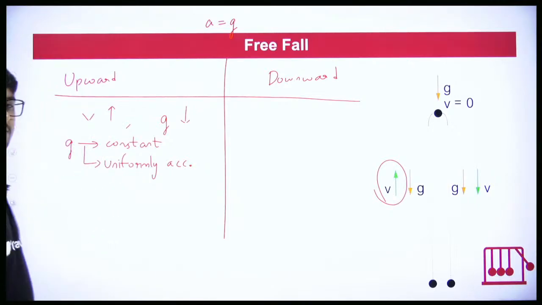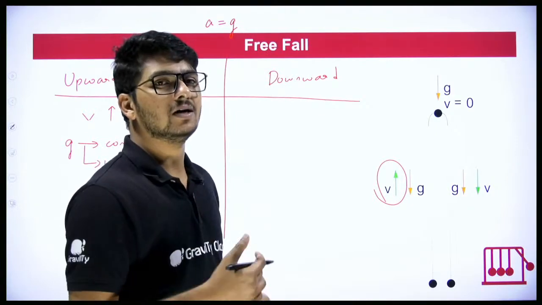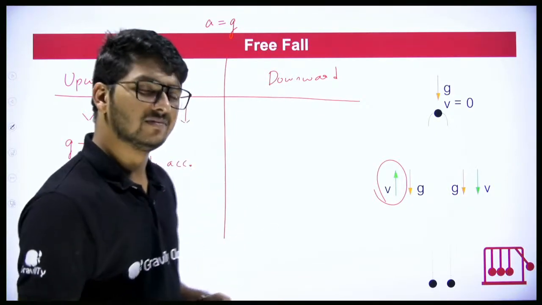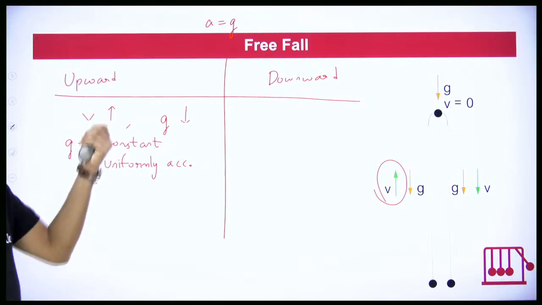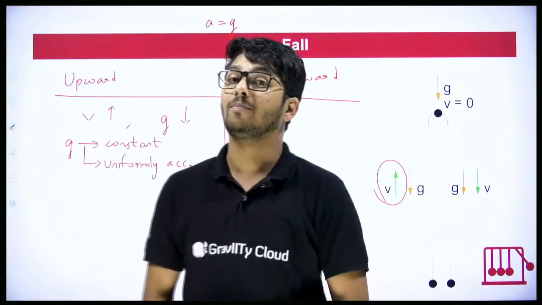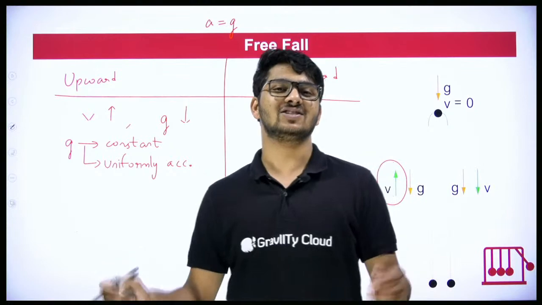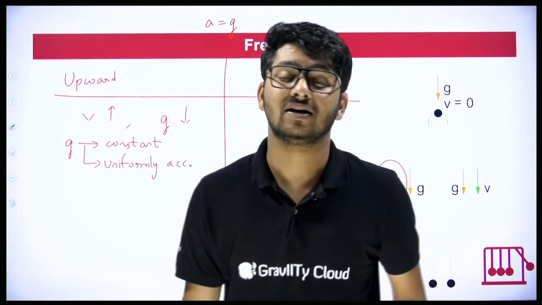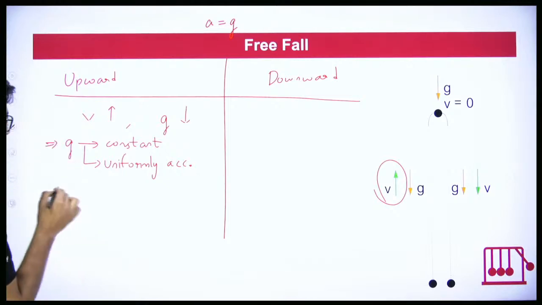Where is the upward motion? And while you throw a ball up, what happens to its speed? It decreases or it increases while it goes up? It decreases. See here. Velocity is upwards, acceleration is downwards. Both of them are in opposite directions. That means it is the case of retardation. And what happens in retardation? Speed decreases continuously.